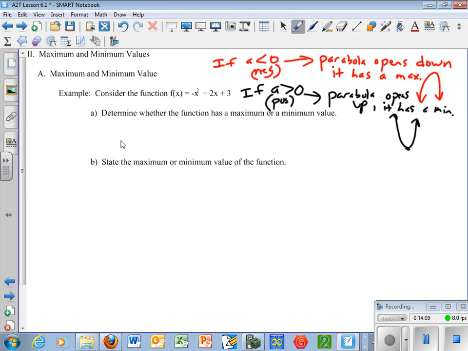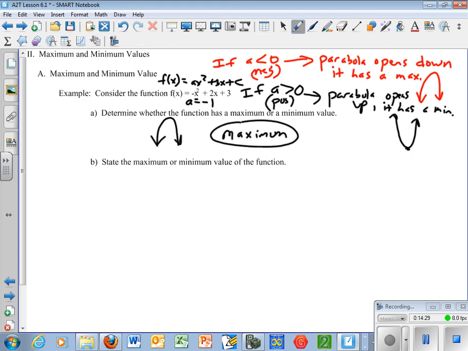We're going to go right here, and notice this is f of x equals ax squared plus bx plus c. A is equal to negative 1, so it's negative. That means the parabola opens down even before we graph it. So it has a maximum value. So it has a max, because a is less than 0. Okay? Now, to find the maximum or minimum, you're going to have to go on to the next video.